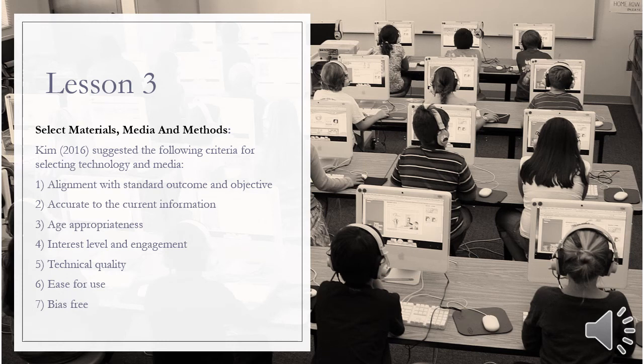In selecting materials, media, and methods, Kim suggests the following criteria for selecting technology and media. Number 1, alignment with standard outcomes and objectives. Number 2, accurate to the current information. Number 3, age appropriateness. Number 4, interest level and engagement. Number 5, technological quality. Number 6, ease of use. And number 7, make sure that whatever material selected is bias-free.